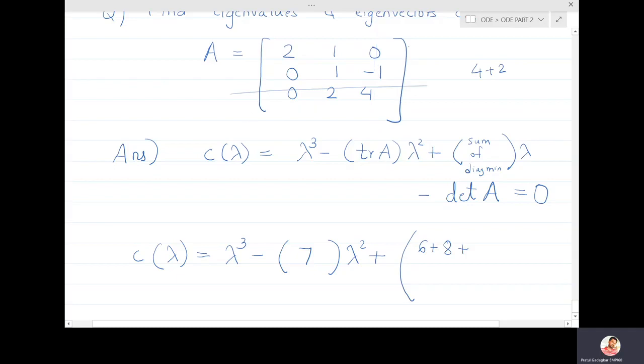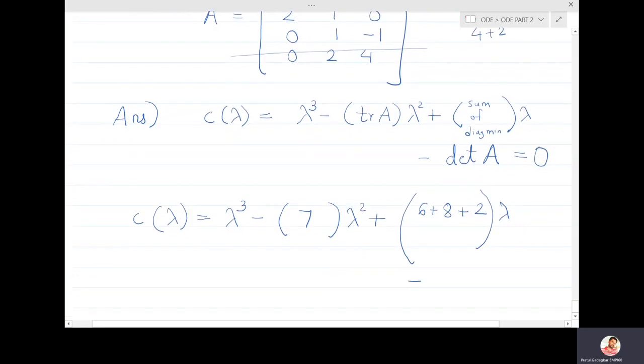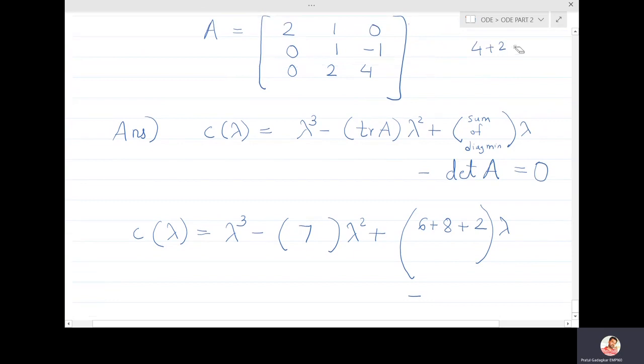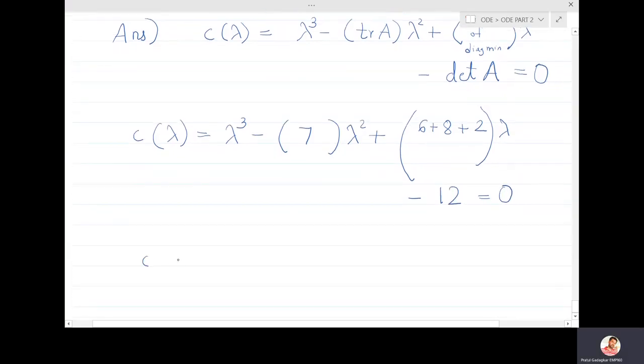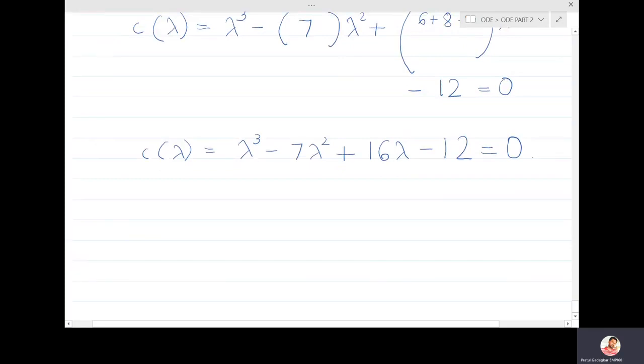So this means you have 2 lambda minus determinant. The determinant of this matrix comes out to be 12. Okay, please check it in your free time. The determinant will come out to be 12, is equal to 0. So the characteristic polynomial will turn out to be lambda cube minus 7 lambda square plus 16 lambda minus 12 is equal to 0. Now you have to factorize this polynomial.